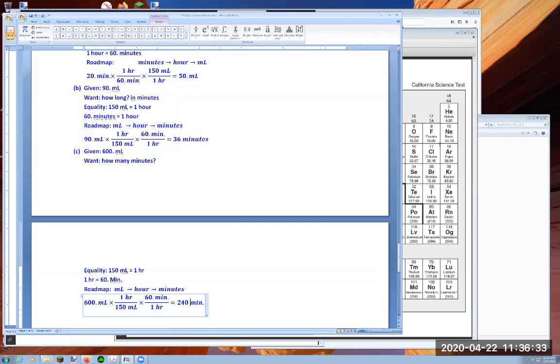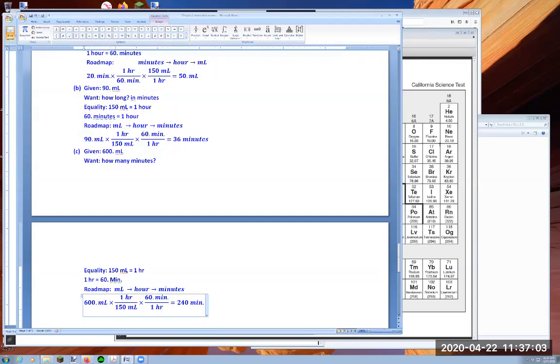Now we need to think about sig figs. In the given, 600 with the decimal point shown like that means it has 3 sig figs. The 1 hour, remember, is exact. The 60 minutes per hour is also exact. It's exactly 60 minutes in an hour. So these are exact.